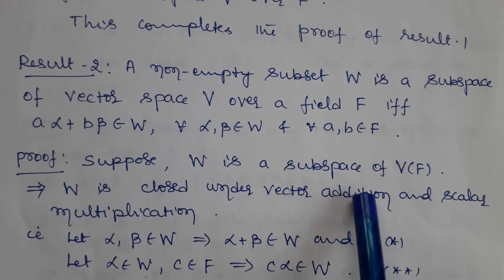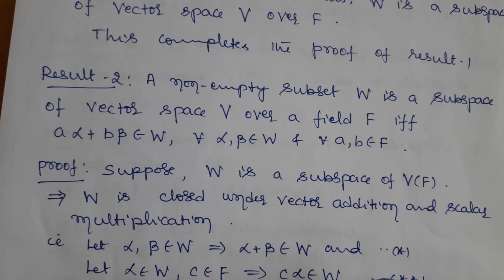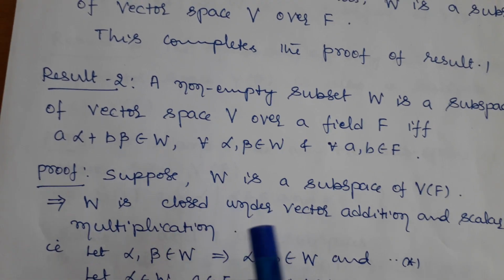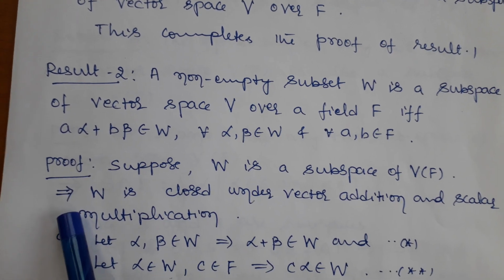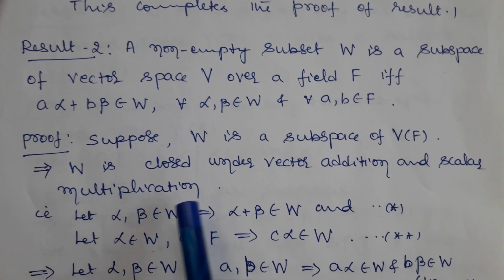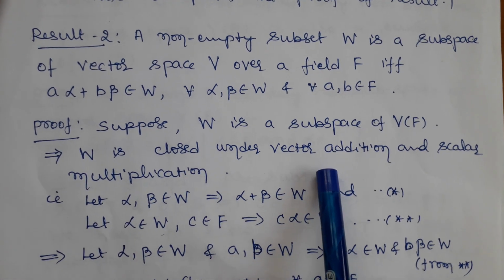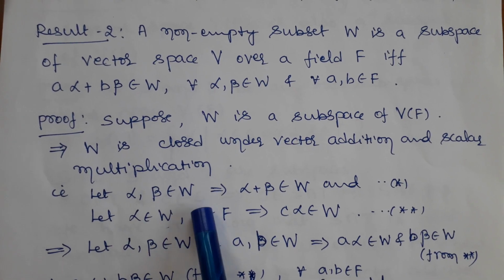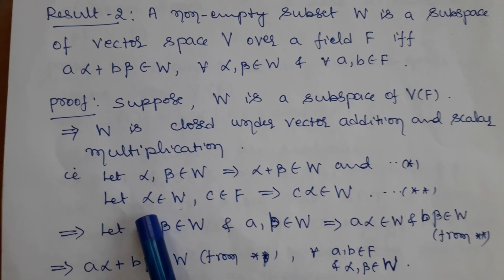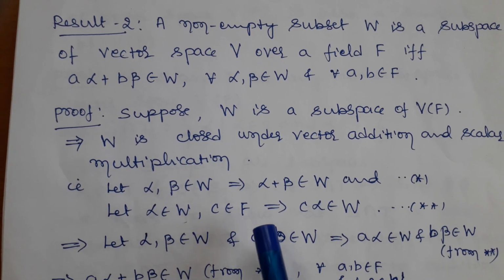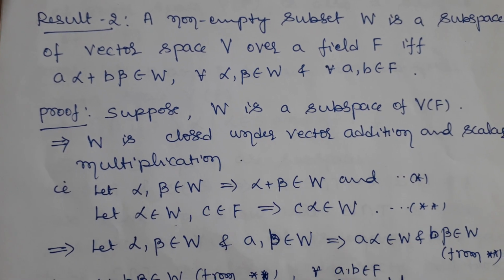Now, first you have to take the first side. Suppose W is a subspace of a vector space over a field F. Now we already discussed in the first result, whenever any non-empty set is a subspace, it is closed under vector addition and also scalar multiplication. Therefore, that implies W is closed under vector addition and scalar multiplication. What is the meaning of that? Choose two vectors alpha and beta in W, then the sum is also in W. Choose one vector alpha belongs to W and scalar c belongs to F, then the product must be in W. I have taken this as star, and this as double star.